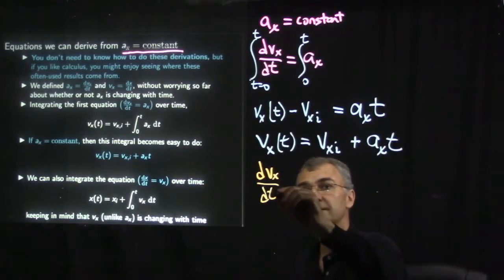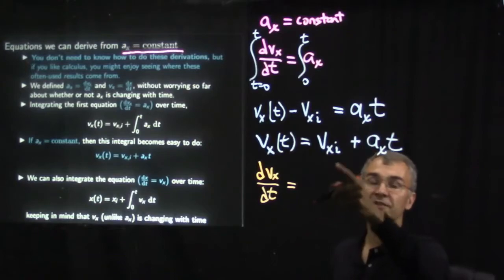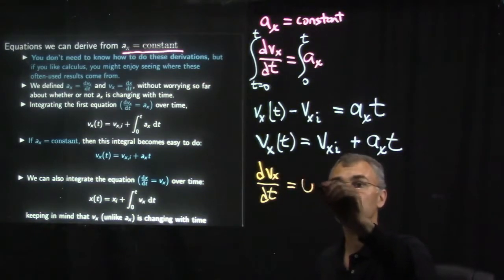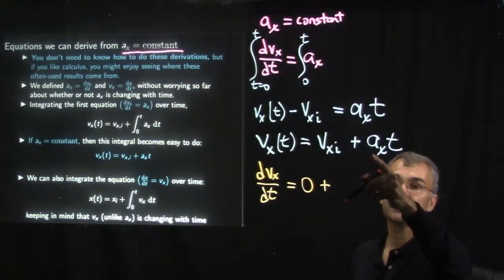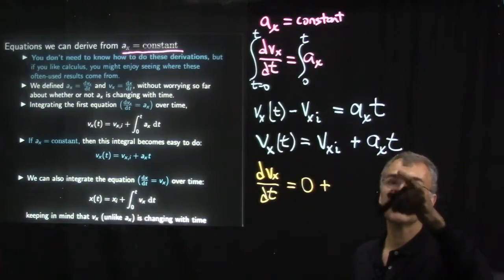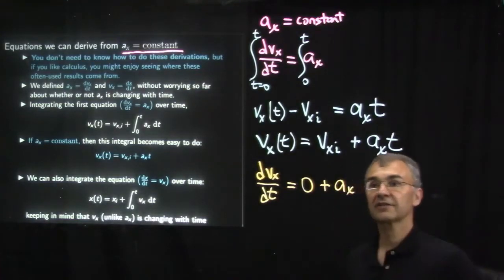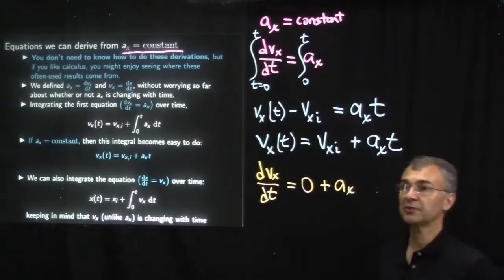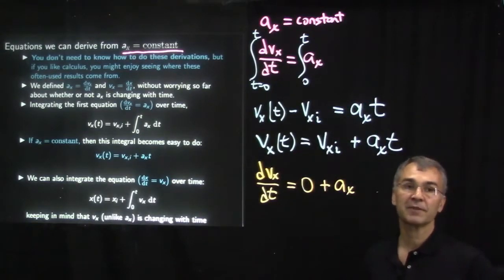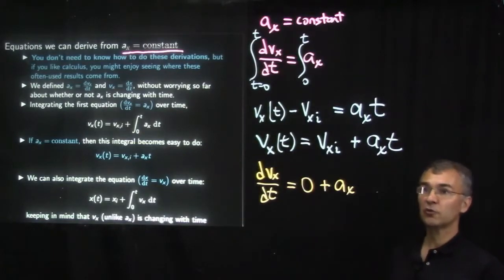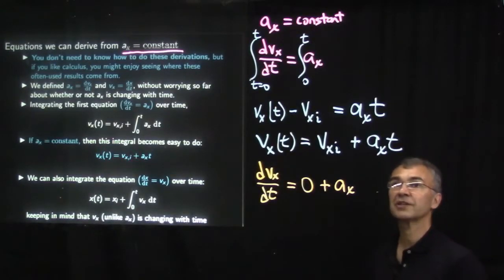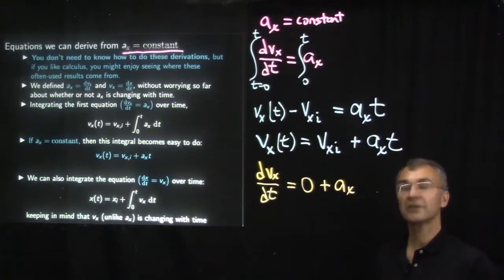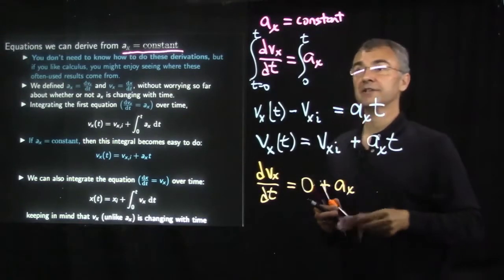So the rate of change of v sub x of t is just dv sub x by dt. This is a constant, so the rate of change of a constant is 0, and then this is a constant times time. So the rate of change of a constant times time is just that constant. So we got back what we started from: dv sub x by dt equals a sub x. Okay, so one of our results is that v sub x is v sub x initial plus a sub x times time. So I'm going to write that down more prominently up here.